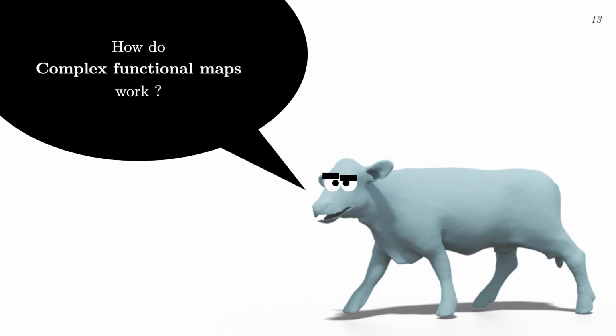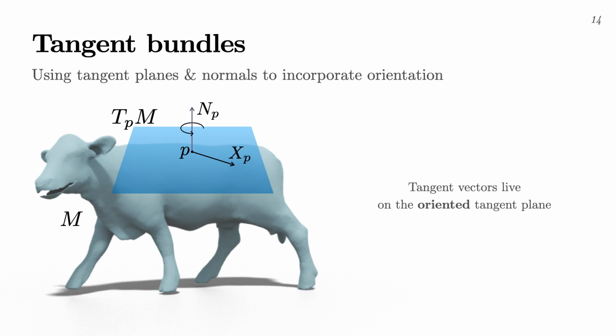Now, some of you may be wondering, like Mr. Cow here, how do complex functional maps work? Let's start at the beginning, with tangent bundles. In our case, the tangent bundle of a shape is the union of all tangent planes of that shape.